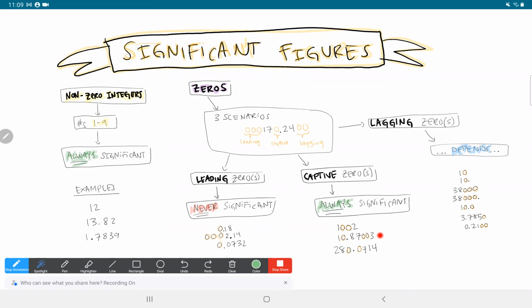Lastly, 280.0714. There's our 2 zeros and they're held captive in between these 2 non-zero integers. So all of these numbers are going to be significant. So I've got a total of 7 significant figures in that example right there. All right, so captive zeros are always going to be significant. Let's look at the last type of zero, which is the lagging zeros.